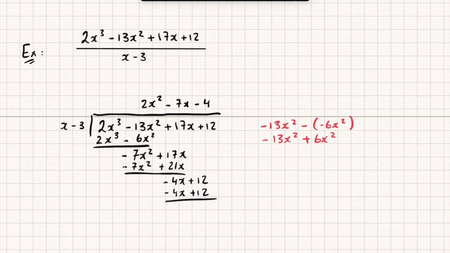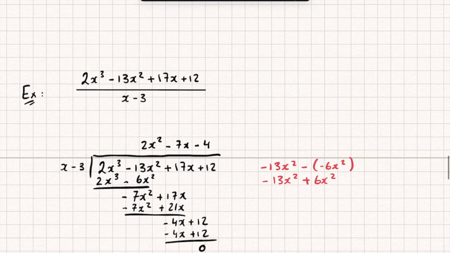And we do our final subtraction. So negative 4x subtract negative 4x is 0. And 12 subtract 12 is 0, which means there's 0 remainder. And so when we do this division, we end up with 2x squared minus 7x plus 4. Okay, so that's another example where it works out quite nicely.